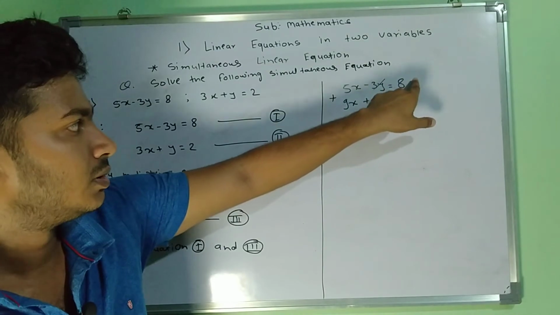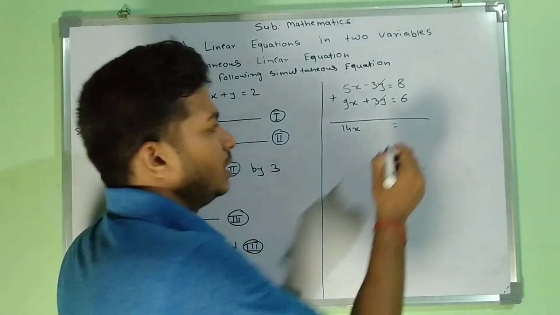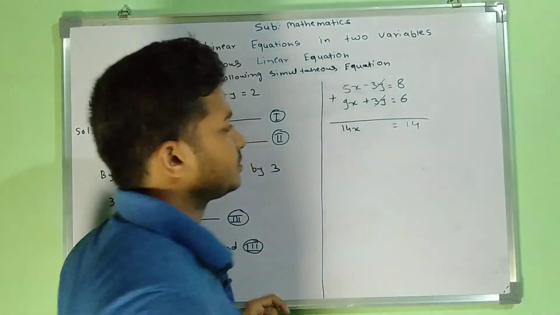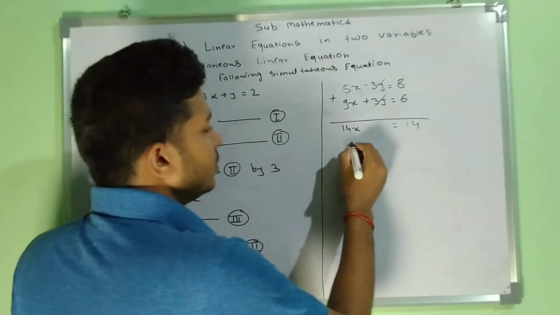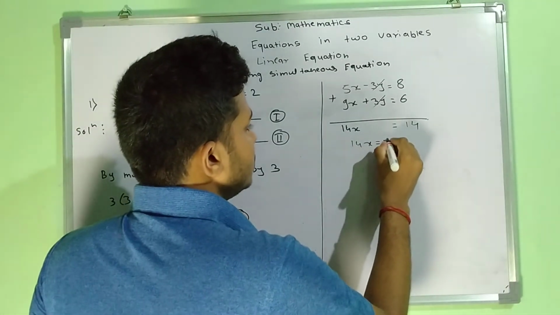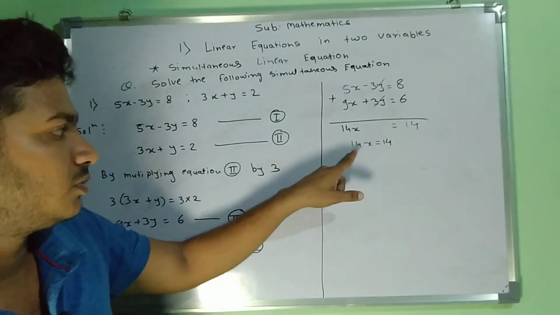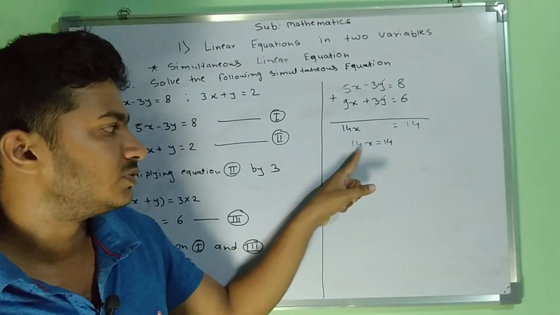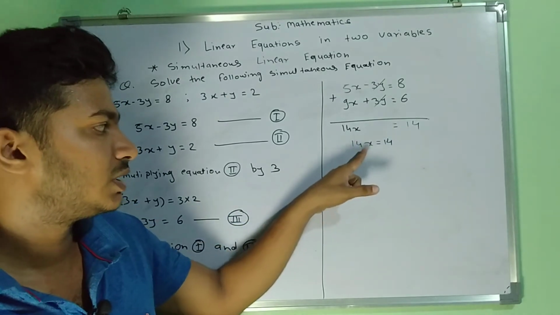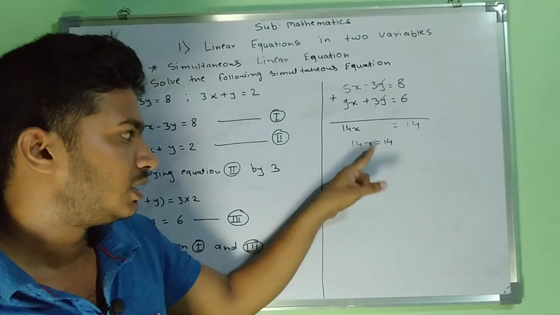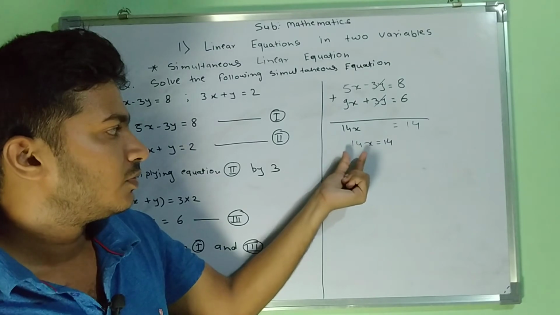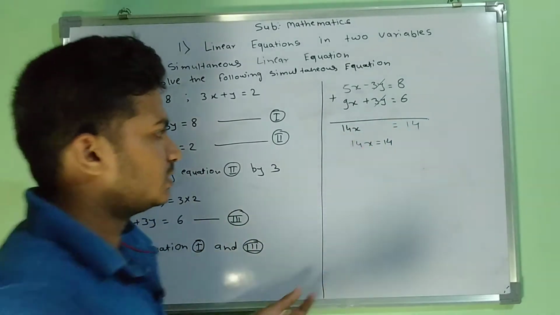Now 8 plus 6 is 14. So what we got? 14x, which is equal to 14. Now we have to find the value of x, so we have to shift the coefficient of x, which is 14, to the right hand side, because that 14 is multiplied with the x. Whenever we shift that 14 to the other side, it will become division.